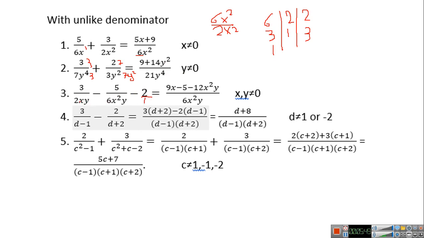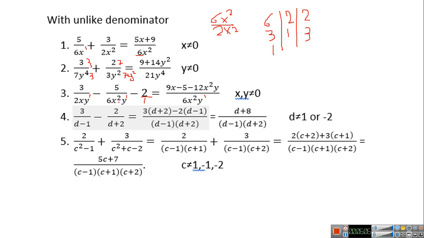I'm going to start with the numbers 2 and 6, so it is 6. x and x^2, I put x^2 with the highest power. Here I have y to the power 1 and here I have y to the power 1, so I put y to the power 1. So this is the least common multiple of these two.